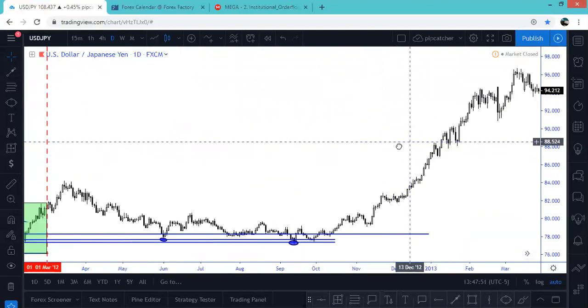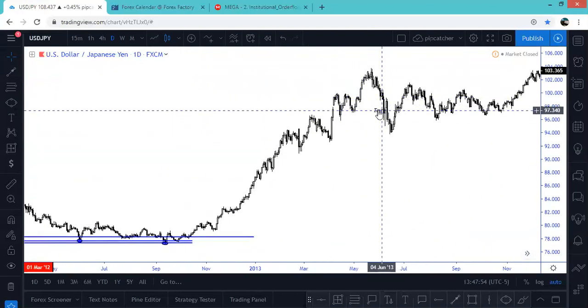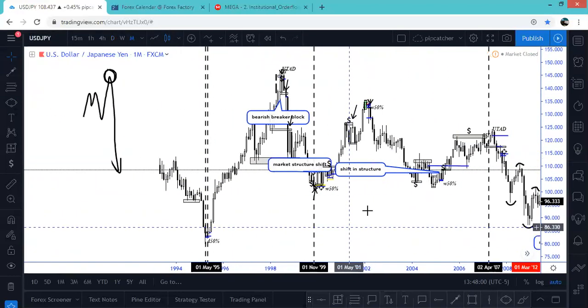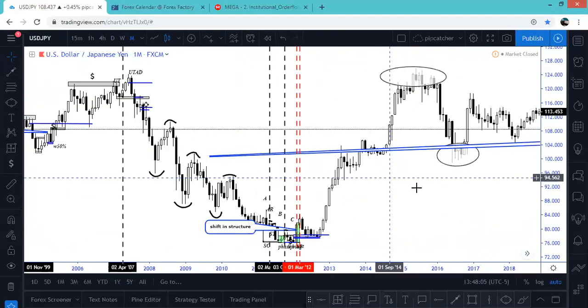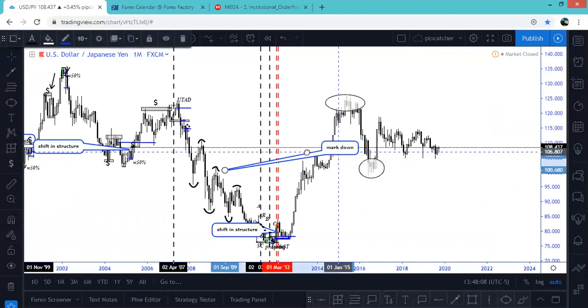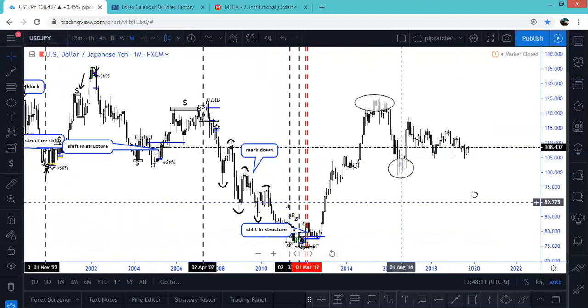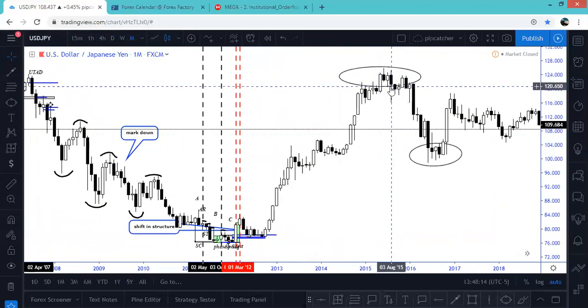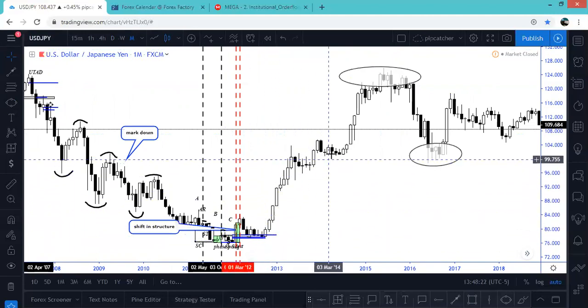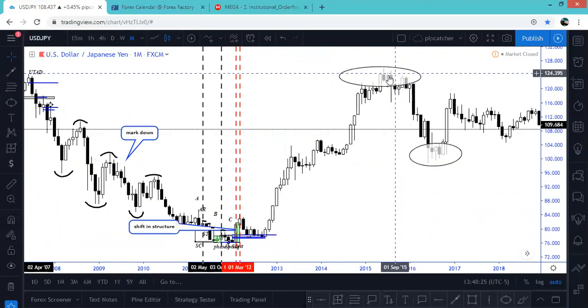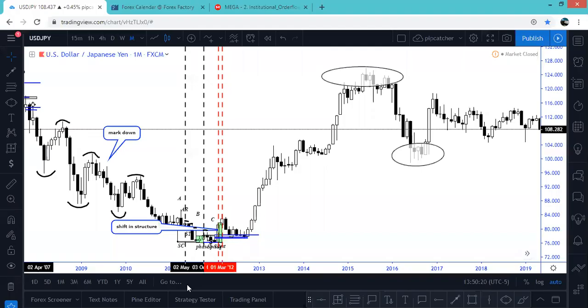Okay, go back to the monthly. We broke down that area pretty well, and now we're going to move our way onto the next area of reversal, right up here. We examined this reversal point, and now we're going to examine this reversal point. Okay, so let's get started.